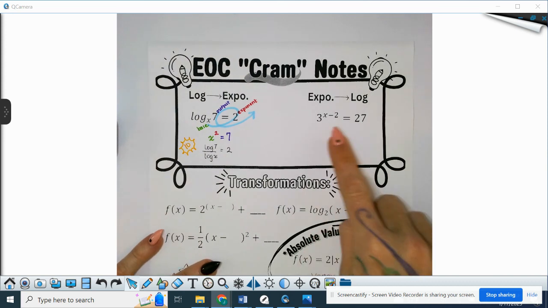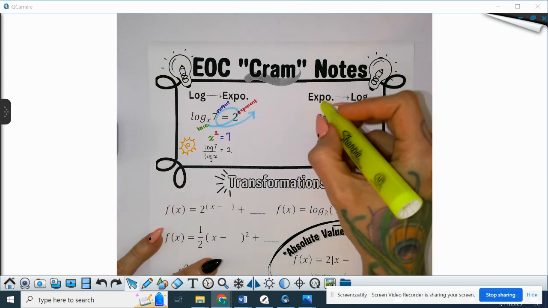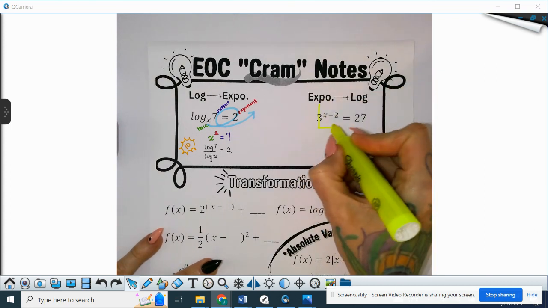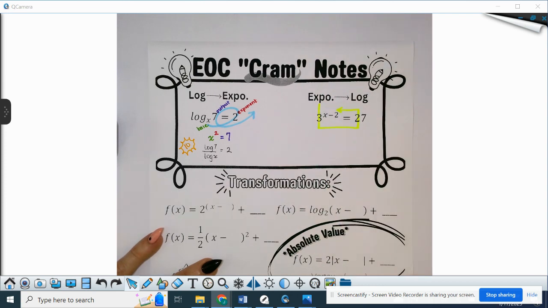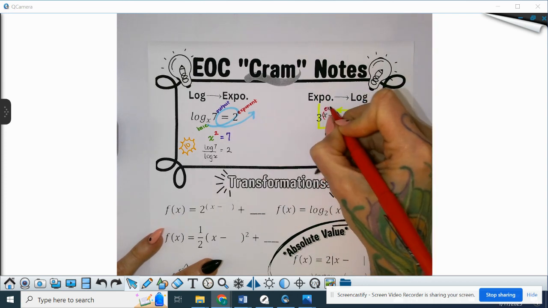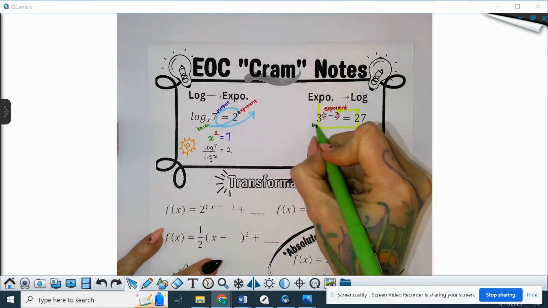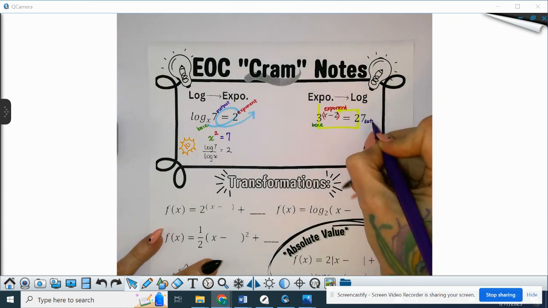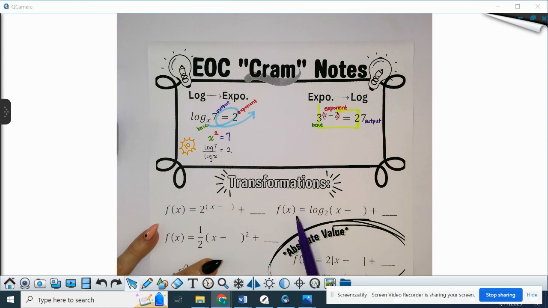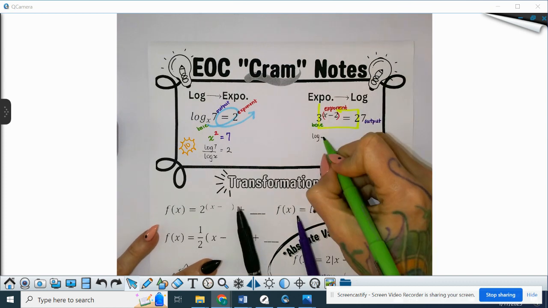Now going from exponential to log. So from exponential to log, we're going to push the base down into the basement, go grab our output, and then equal exponent. So this is our exponent this time. We're going to shove the base into the basement. And then this is our output. So it's going to be log base 3, because that is what's in the base.